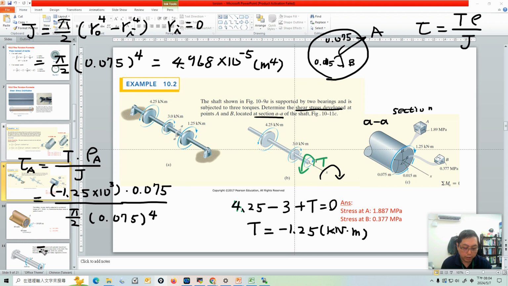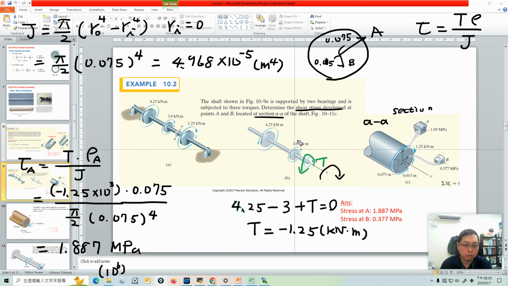So what's our shear stress? After all, you will have 1.887 in megapascal. What's the mega? Mega is 10 to the power 6. Don't forget the big capital M is 10 to the power 6. So that's the shear stress at A.